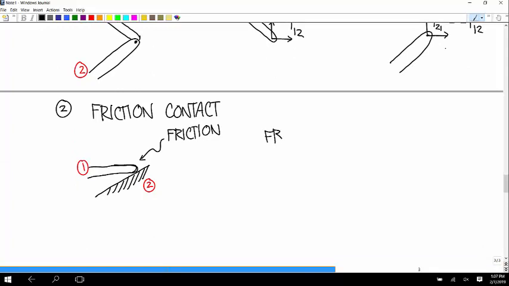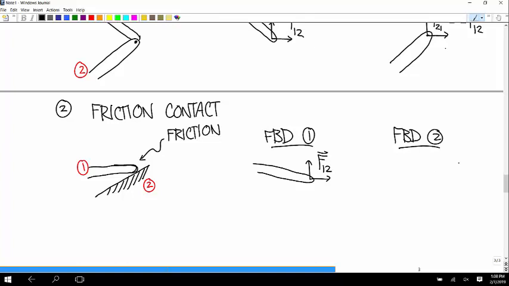So a free body diagram of body one would have F12, and a free body diagram of body two would have F21, which is equal to negative F12.